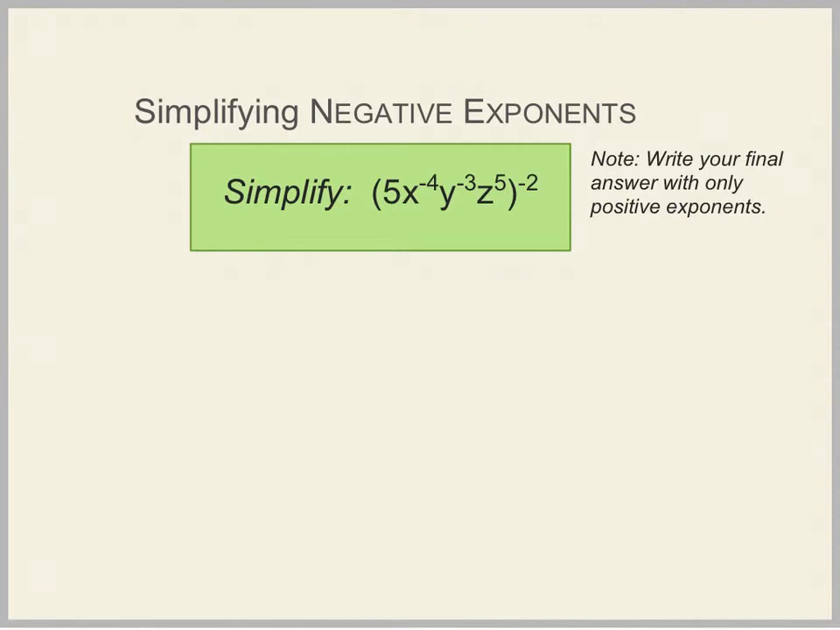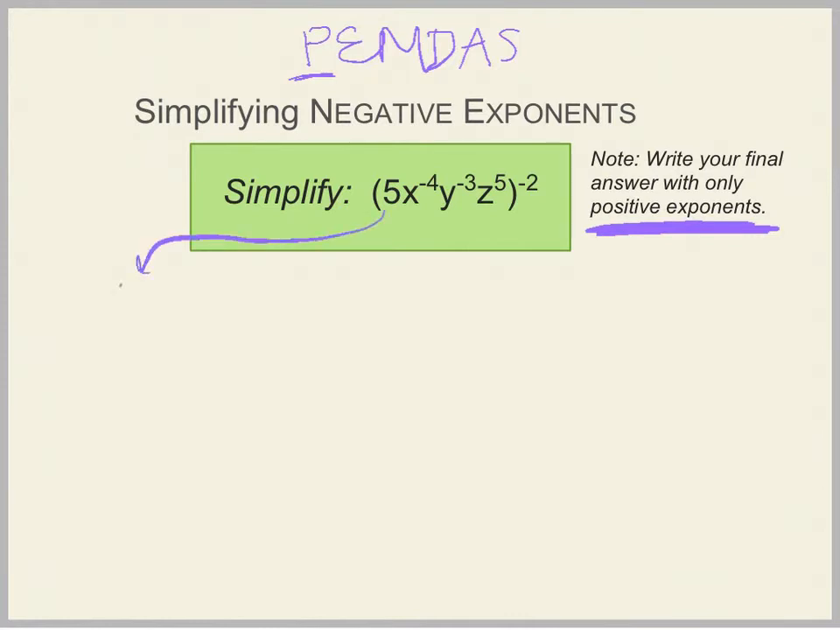So in simplifying negative exponents, we are going to look at this expression here and note that we only want to write a positive exponent at the end. So we start with 5x to the negative fourth, y to the negative third, times z to the 5th, all in parentheses. Now, using order of operations, we remember that parentheses come first. And inside of my parentheses, I have exponents that I need to simplify. So I'm going to start by rewriting this expression using only positive exponents.